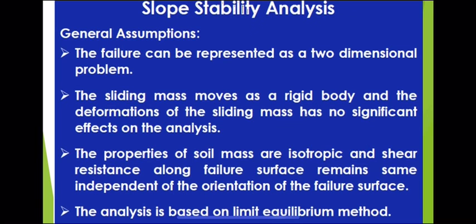What are the general assumptions of slope stability analysis? The failure can be represented as a two-dimensional problem. The sliding mass moves as a rigid body and the deformations of the sliding mass have no significant effects on the analysis. The properties of soil mass are isotropic. Isotropic means a material is said to be isotropic when it has identical elastic properties in identical directions, and shear resistance along the failure surface remains the same, independent of the orientation of the failure surface. The analysis is based on the limit equilibrium method. That means both sides we are maintaining a stable condition.